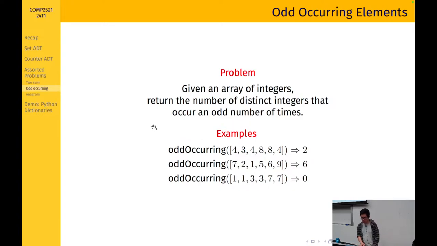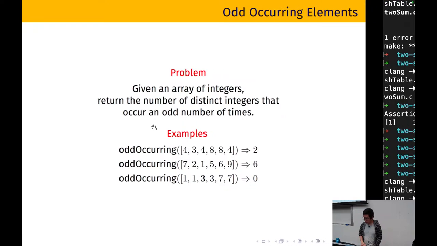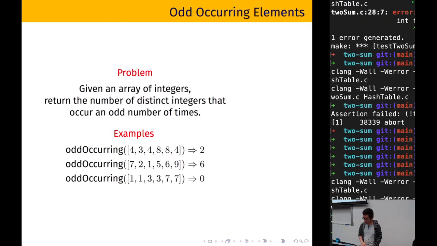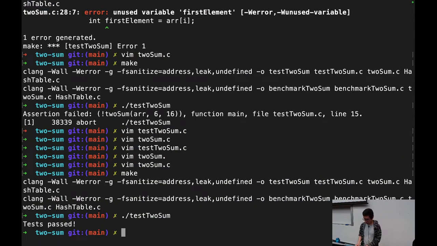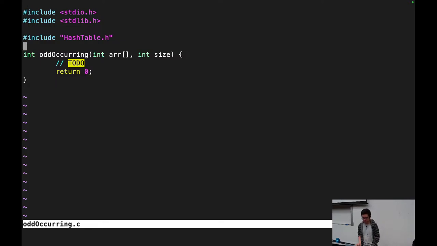Okay, so let's try and implement this. odd occurring.c. Okay, so does anyone have any ideas about how we could use a hash table in this situation?